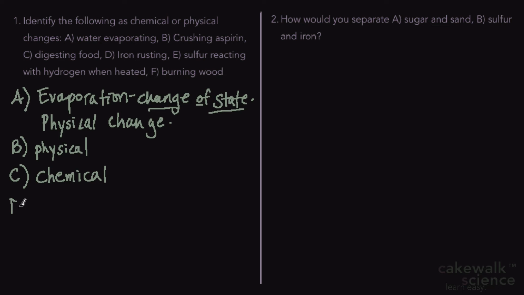D. We have iron rusting. Iron rusts when iron atoms combine with oxygen to form a new reddish compound, or what chemists call an iron oxide. This is thus a chemical change because you have iron, one kind of element, and then you have oxygen, another kind of element, combining and forming a completely new substance. So iron plus oxygen would give you the iron oxide, and this is a chemical change.